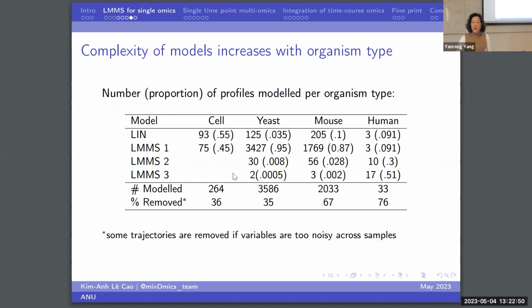The other thing to note here is we remove a lot of the data here just because it's extremely noisy. It goes all over the place, like you can't fit anything there. And so as we go to human, there's more and more noise. And so we also have to remove a very large chunk of the data.